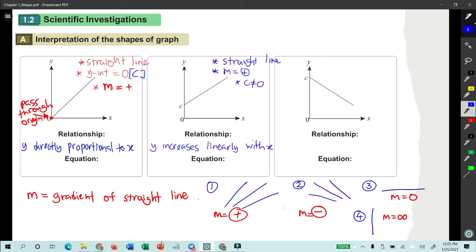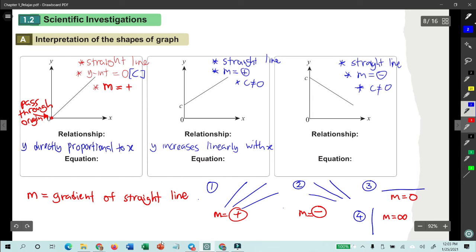Again, next, we have a straight line, but now the gradient is negative, and the y-intercept is also not equal to 0. So what is the relationship? The relationship is y decreases linearly with x.